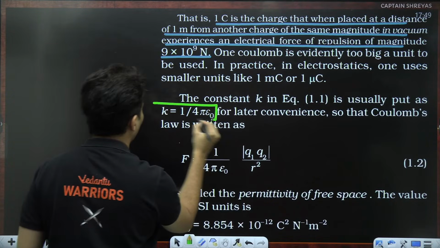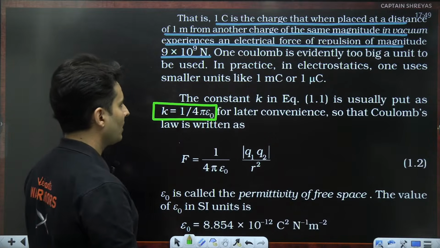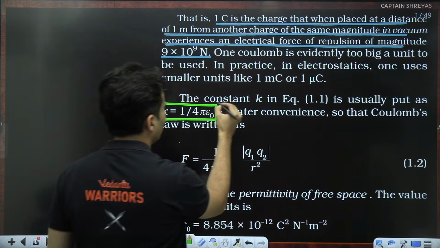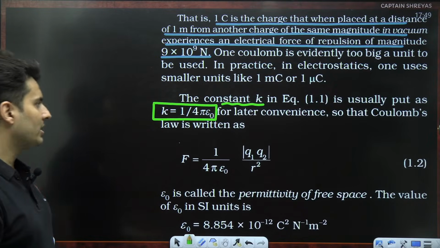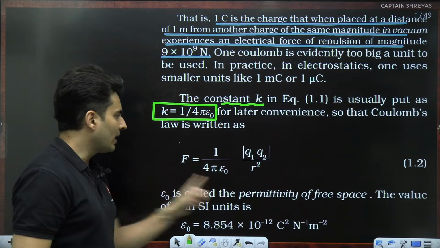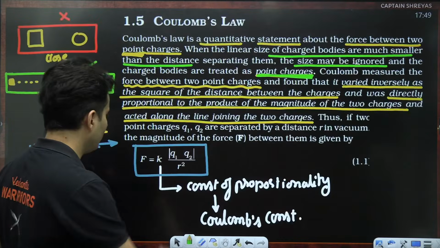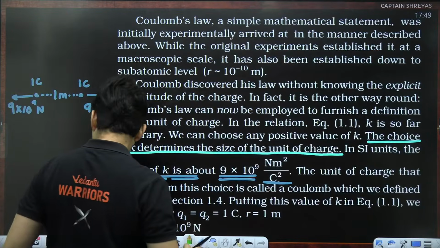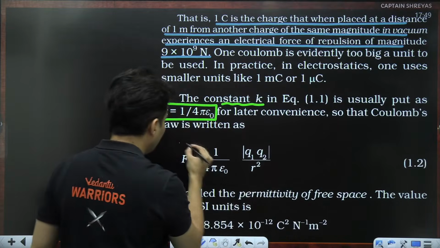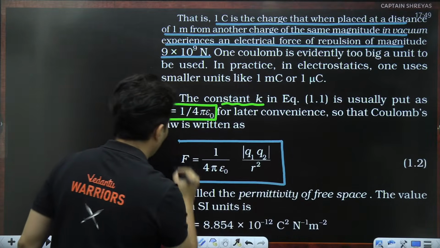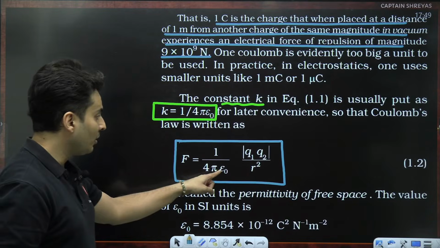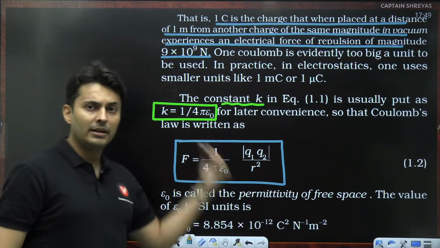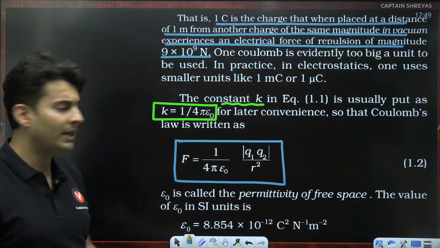1 by 4 pi epsilon naught. The Coulomb constant K is also alternatively written as 1 by 4 pi epsilon naught. So you can remodify the same law and write it, instead of K, as force equals 1 by 4 pi epsilon naught Q1 Q2 by R square. What is this modification for? You will understand it later on when you study dielectric material.